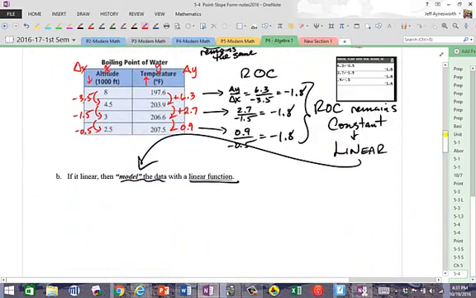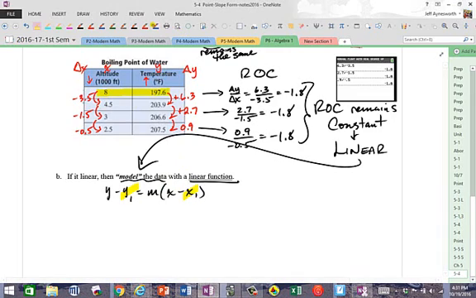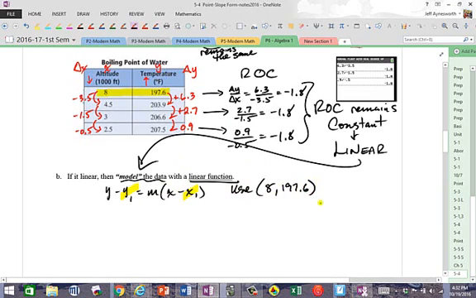I want to know what the linear equation is, or the linear function is, that relates temperature with altitude, so I can predict what the temperature is at any altitude. All right, to do that requires point-slope form. So y minus y1 equals m times x minus x1. So let's highlight this. We need to substitute in our point here. And it doesn't matter which point we pick. So I'm going to pick the first one here, 8 comma 197.6 from the table.